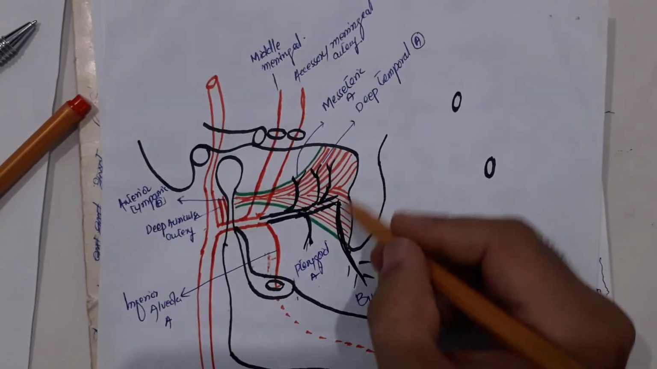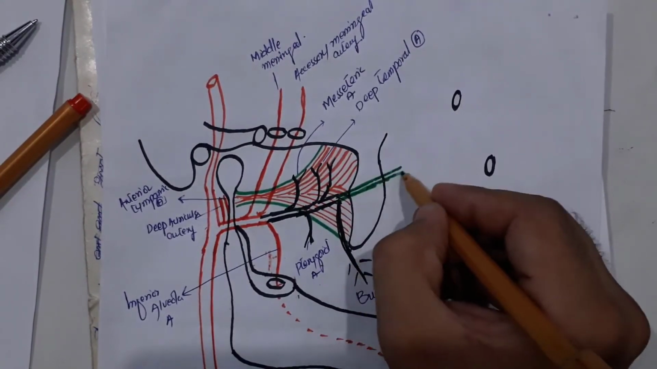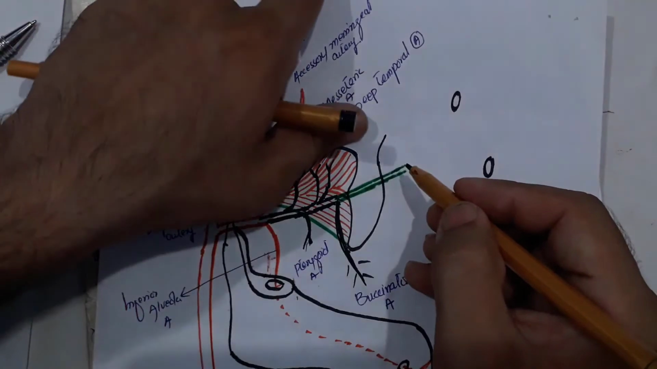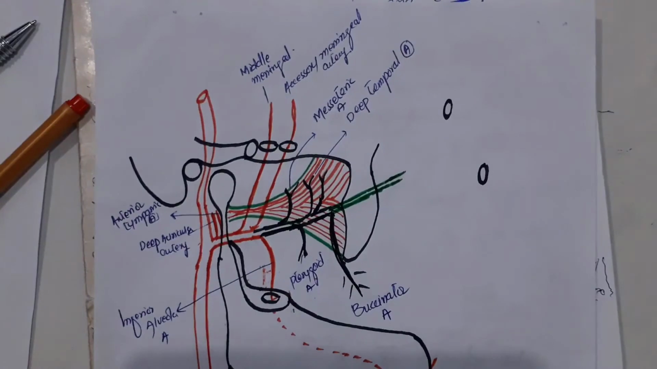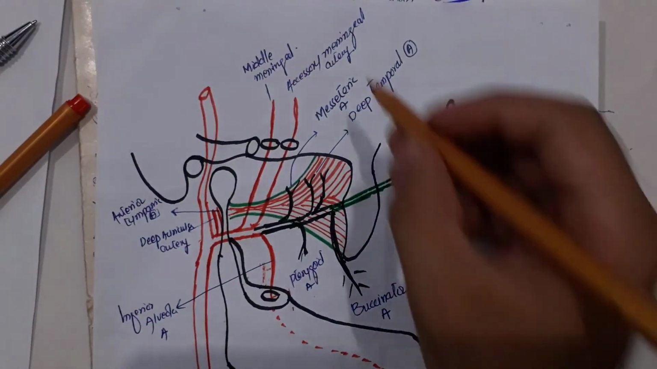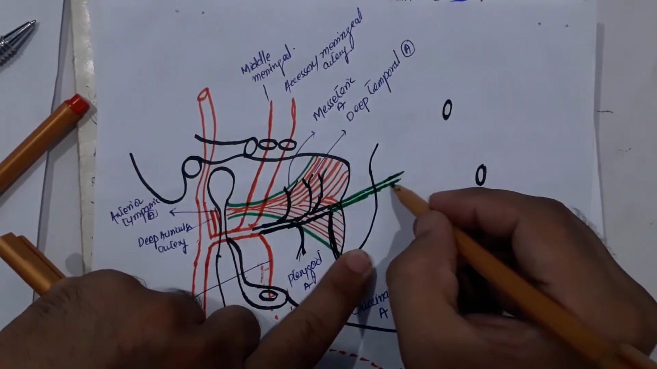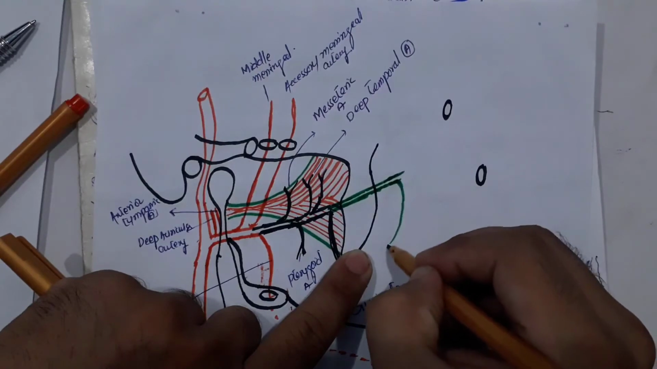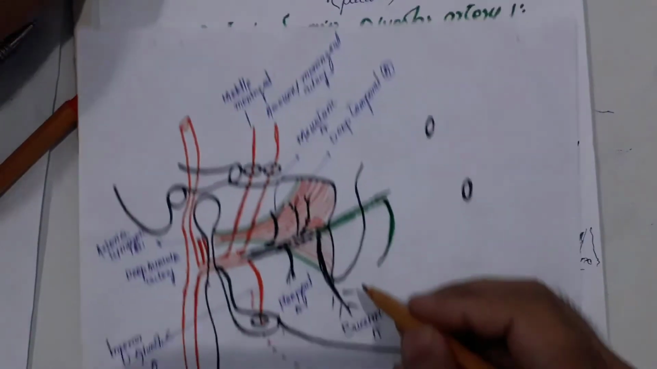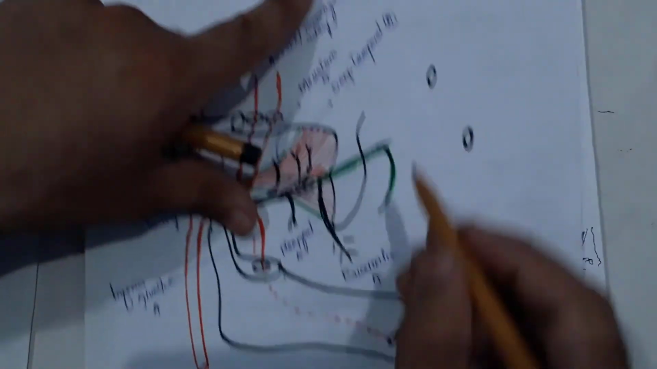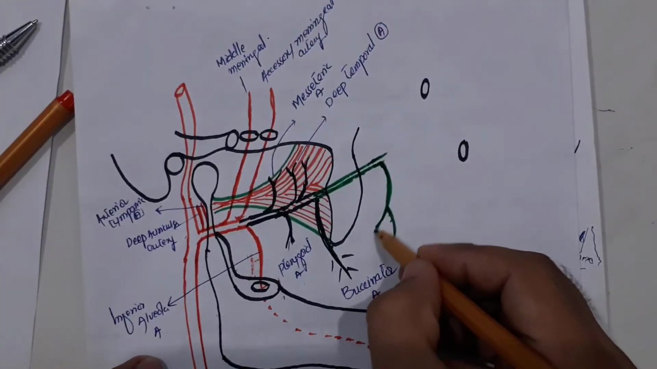So the other branches that we know up to now, we discussed. This is our maxillary artery, again in the pterygopalatine part. From it, the first branch which arises is the descending palatine artery. You know that this descending palatine artery divides into lesser and greater palatine arteries, so we divide it like this.